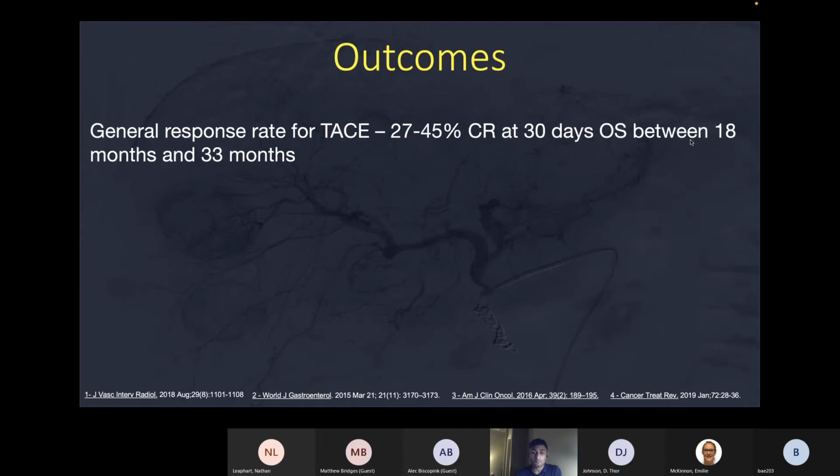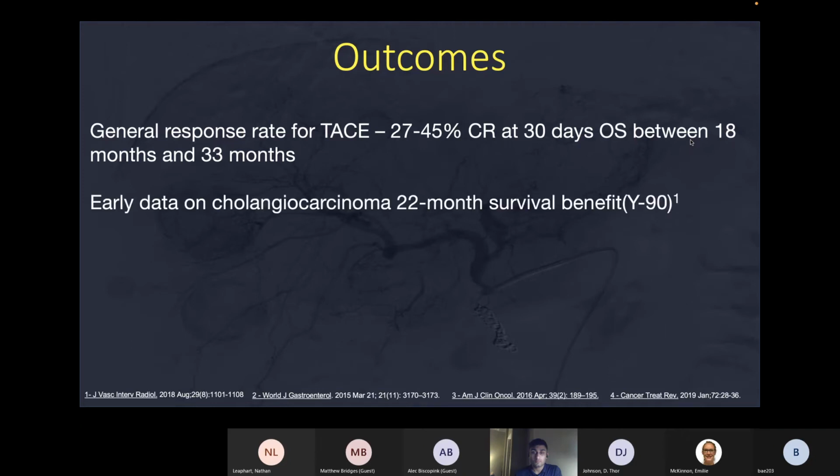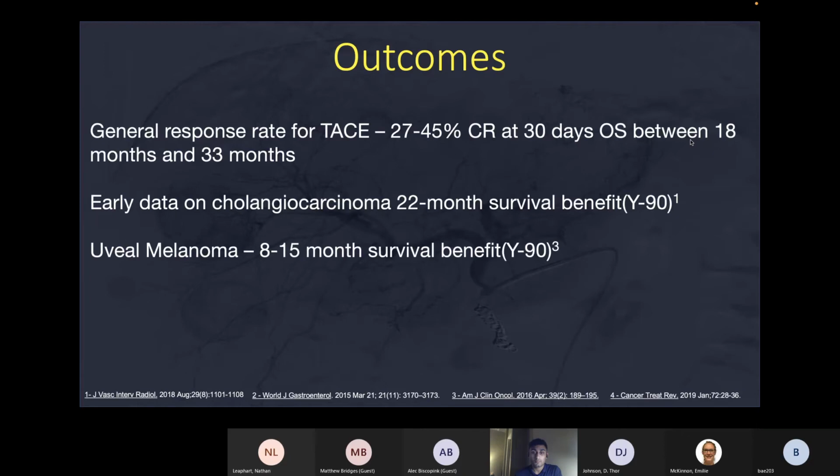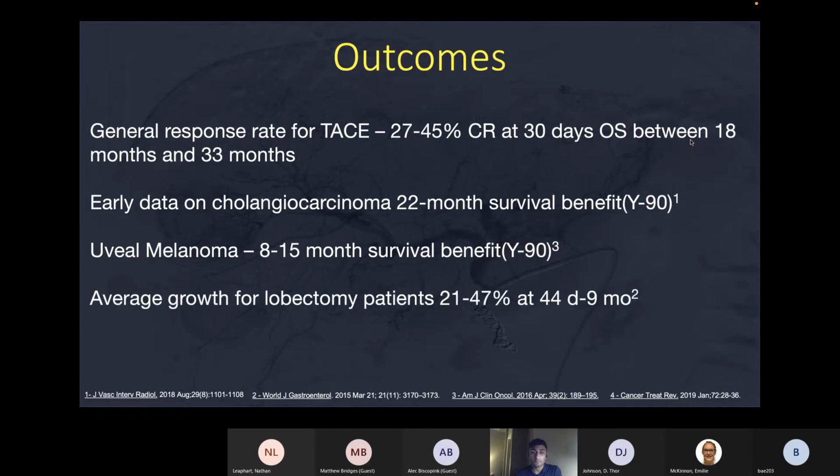it's 27 to 45% complete response at 30 days, overall survival between 18 months and 33 months. So that's the benefit you get. For cholangiocarcinoma, when we do Y90, 22-month survival benefit. Uveal melanoma, 8 to 15-month survival benefit. That's a terrible, terrible disease. Nothing else works at all.